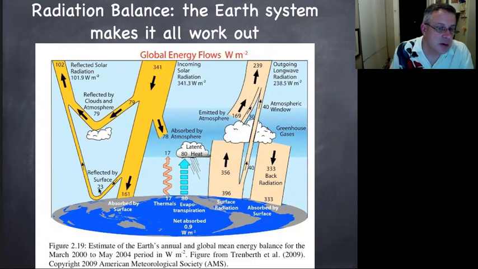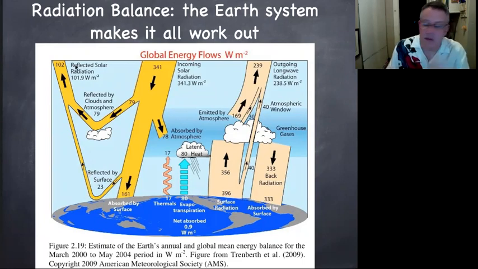And then 23 watts per meter squared bounces off the surface, which is partly ocean and partly land. And if there's sea ice, more of it bounces off. If there's not sea ice, more of it's absorbed. If there's snow on the ground, more of it's reflected. If there's not snow on the ground, more of it's absorbed. So this is a sensitive metric that changes with the climate.